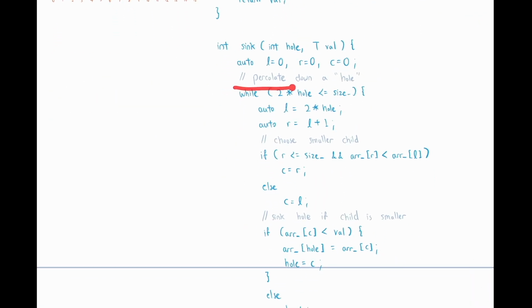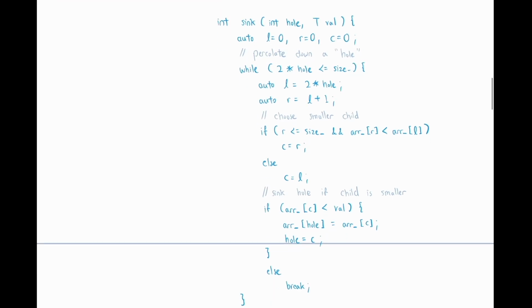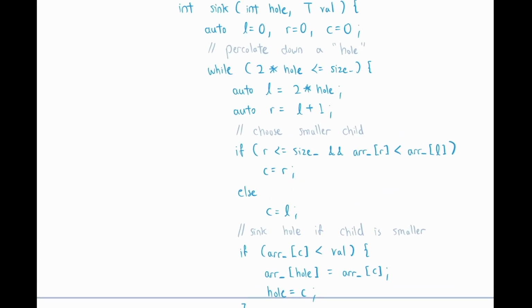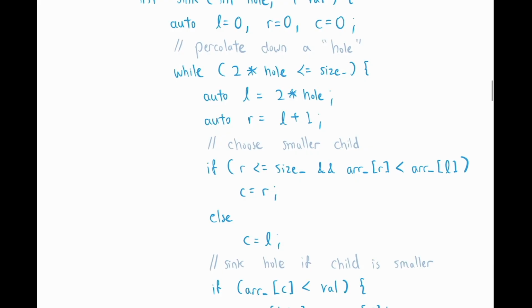So yeah, just fancy terms. Percolate down the hole in this particular loop over here. If we want to get the left child, it will be 2 times the hole. If you wanted to get the right child, it's basically 2 times the hole plus 1, as we have established earlier. And this is probably quite intuitive to validate. This one is just checking whether we have reached the end.